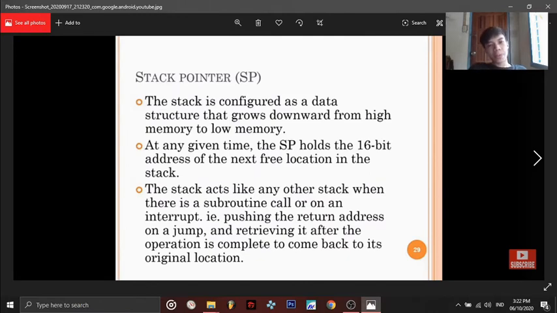Stack pointer. The stack is configured as a data structure that grows downward from high memory to low memory. At any given time, the SP holds a 16-bit address to the next free location in the stack. The stack acts on a subroutine call or an interrupt, pushing the address on a jump and retrieving it after the operation is completed to get back to its original location.